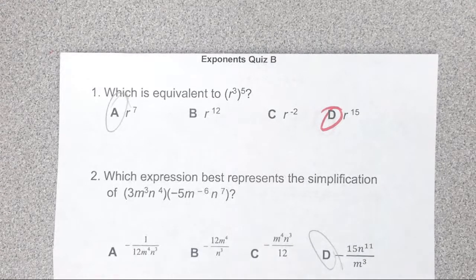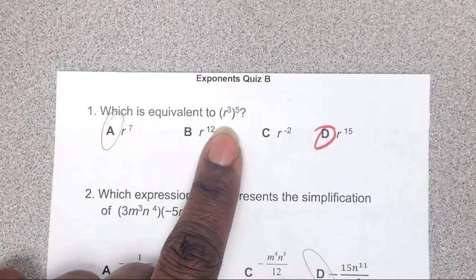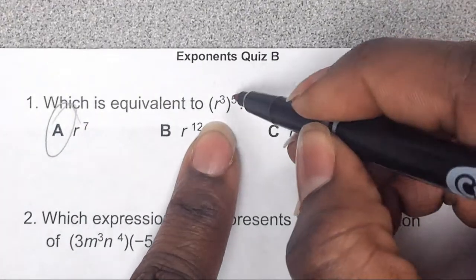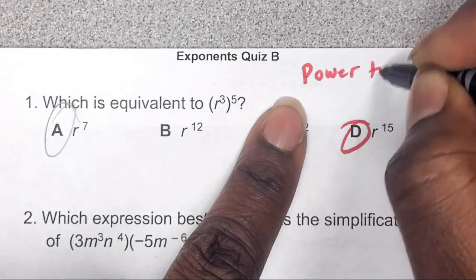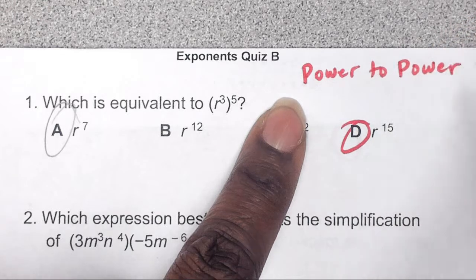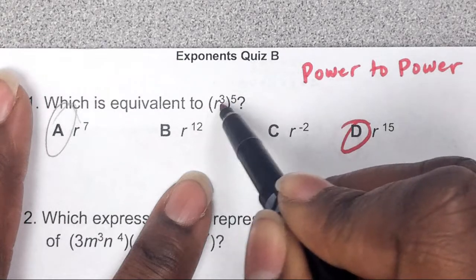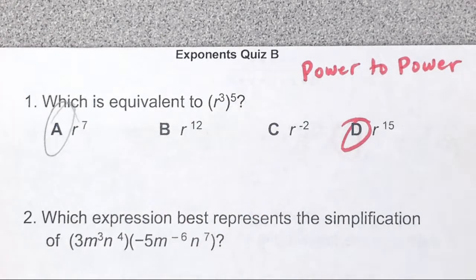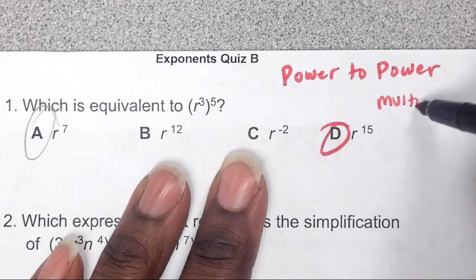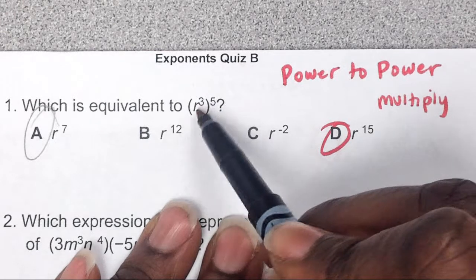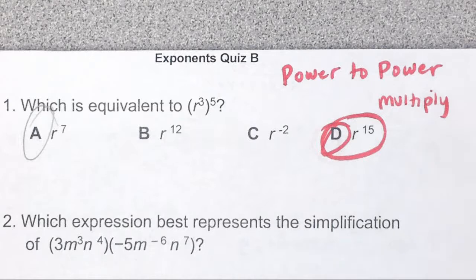So this right here, which is equivalent to this one, if we simplify it, we have to recognize that there's a power on the outside of the parentheses. So this is the power to a power rule. Power to a power rule means that any power on the outside of the parentheses has to get multiplied times any power on the inside of the parentheses. So what are you going to do with the 3 and the 5? You're going to multiply those exponents. And what's 3 times 5? You should get r to the power of 15.